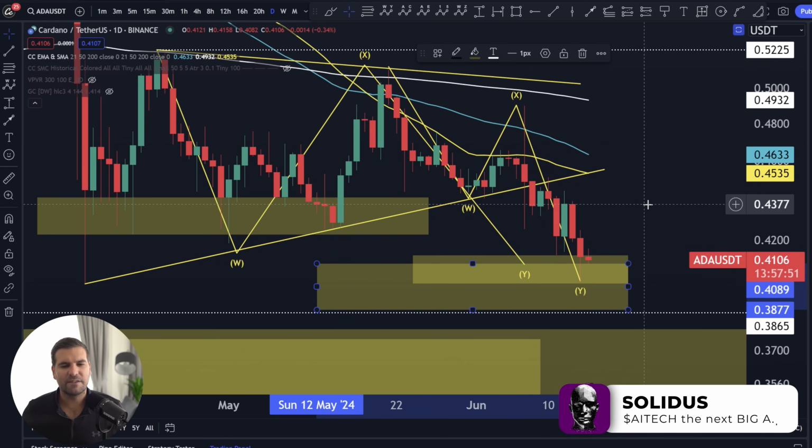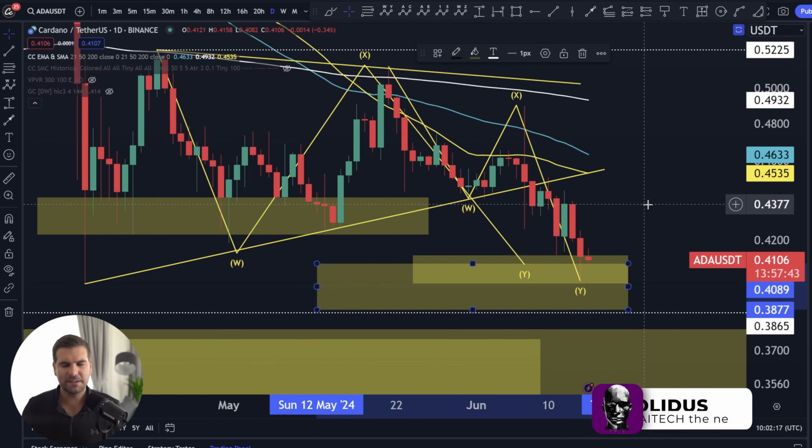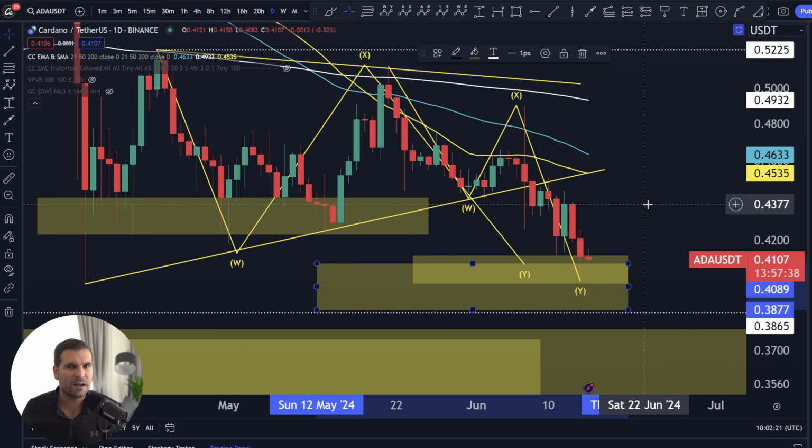Now, nothing is a guarantee because we've already met those minimum expectations in that slightly higher range. But should we see more negativity in the crypto space, more selling pressure from Bitcoin, Ethereum, then we are likely to see the other altcoins such as Cardano also start to sell off. And so we still have potential here for dollar cost averaging.